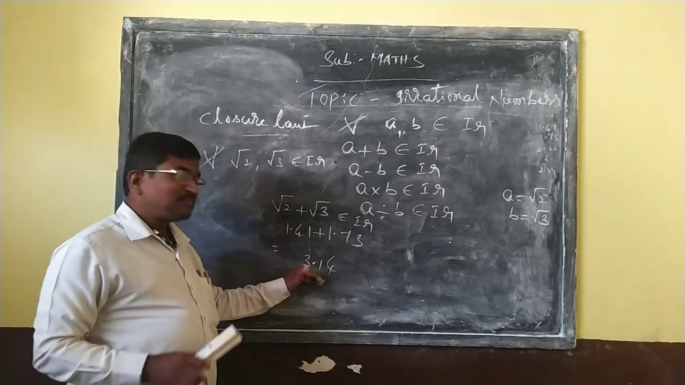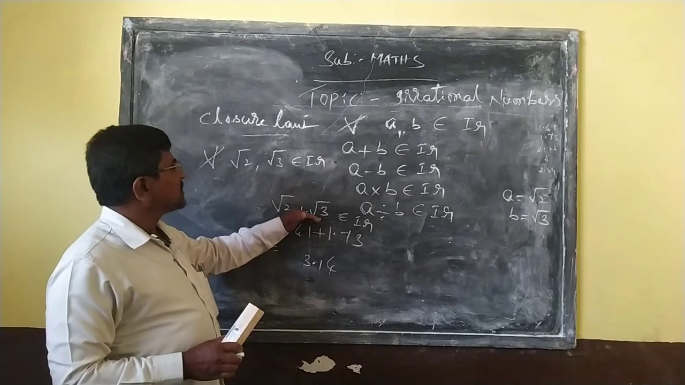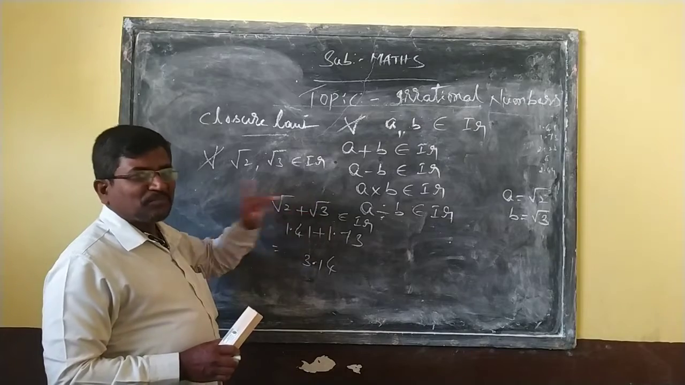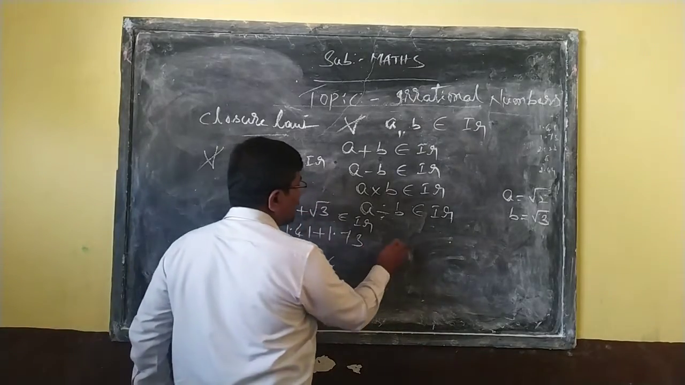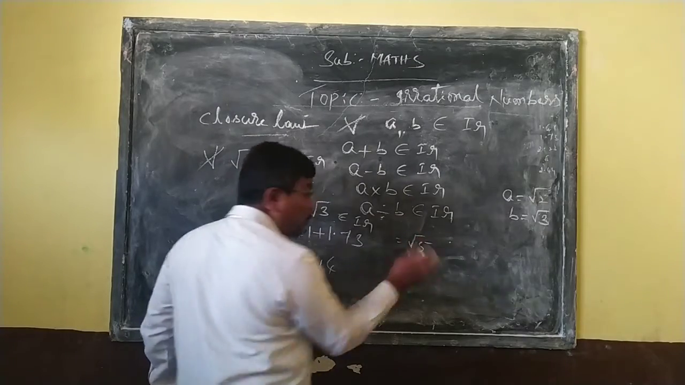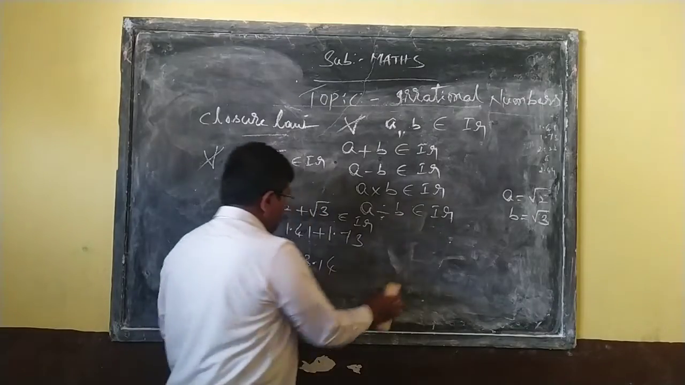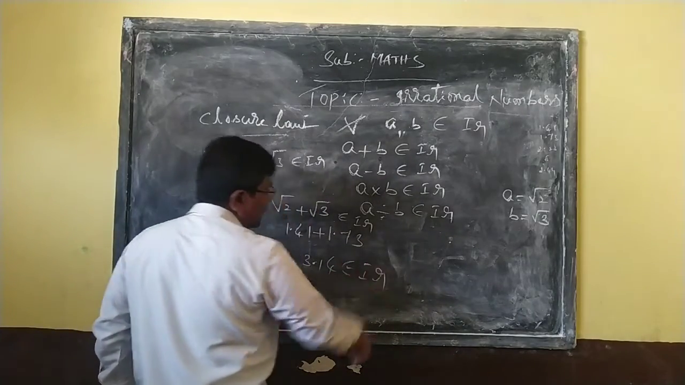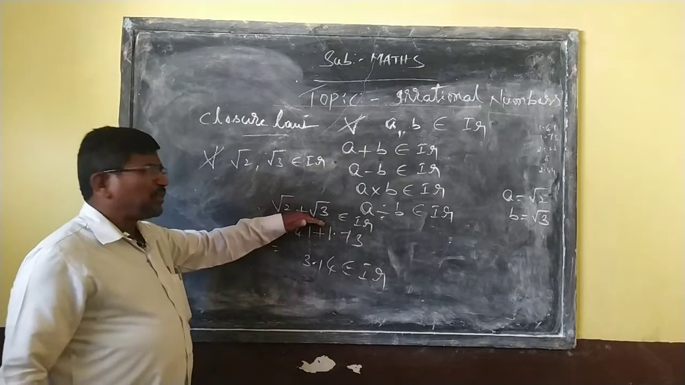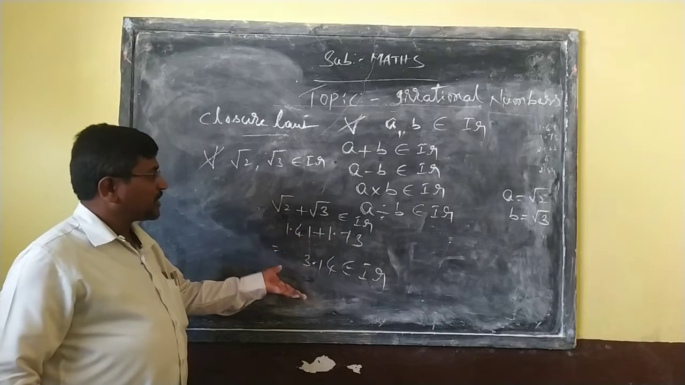Now it comes irrational number. Clear, students? Otherwise, stop here, no problem. Got the point? This is very, very important. So don't write root 2 plus root 3 is equal to root 5. No, completely wrong. Clear, students? So this is the perfect answer, that belongs to IR, irrational numbers. Or you can stop here only, no problem. It's enough. If you want to simplify completely, you can simplify.